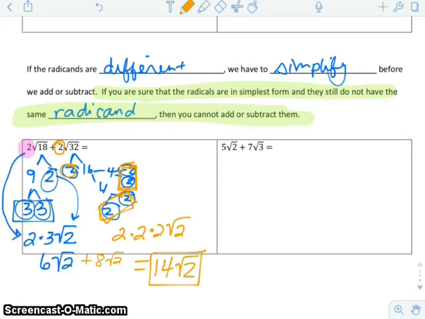If I look at the next example, 5 radical 2 plus 7 radical 3, I can break 2 into 1 and 2 and 3 into 3 and 1, but they're both already prime, so that's as good as it's going to get. I cannot add or subtract these radicals because they don't have the same radicand. So my answer is 5 radical 2 plus 7 radical 3. That would be my final answer. That's as good as it gets. The key thing here is making sure that you're positive it's in simplest form before you decide whether or not it can be added or subtracted.